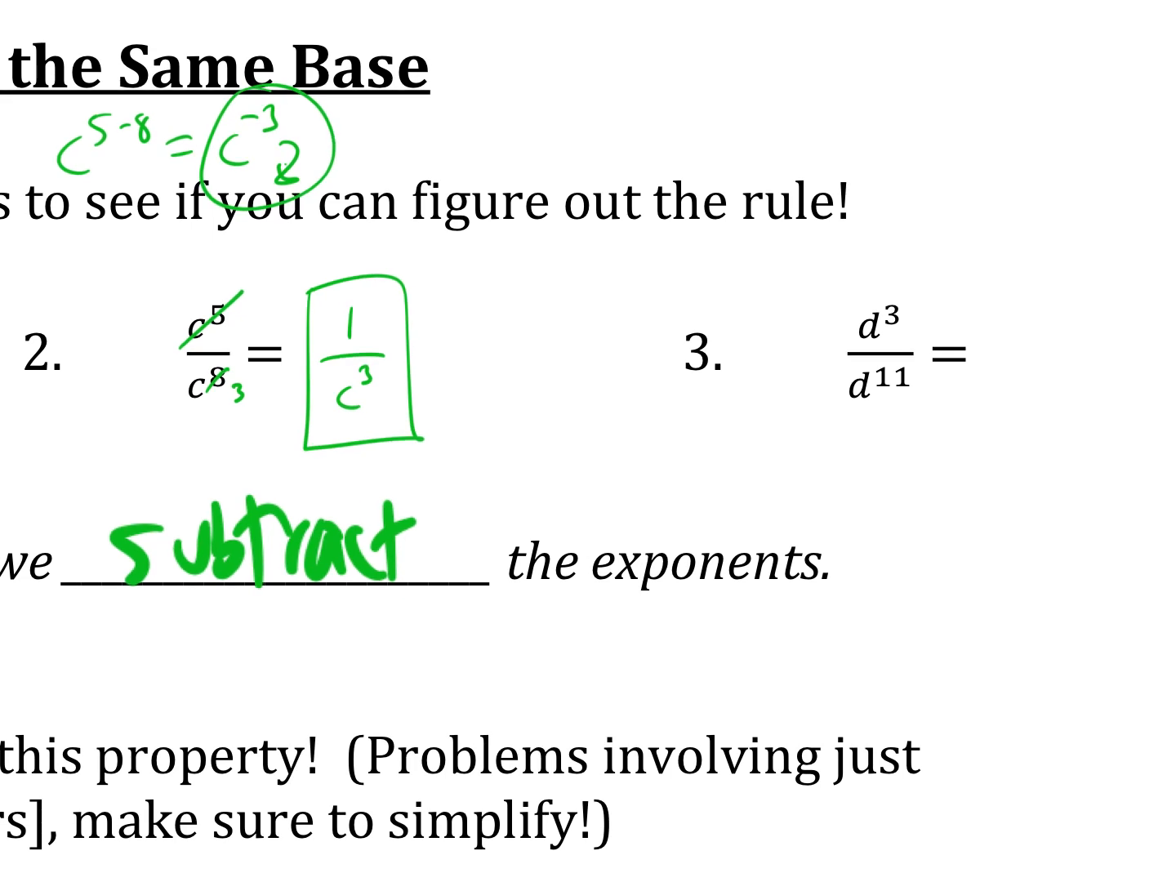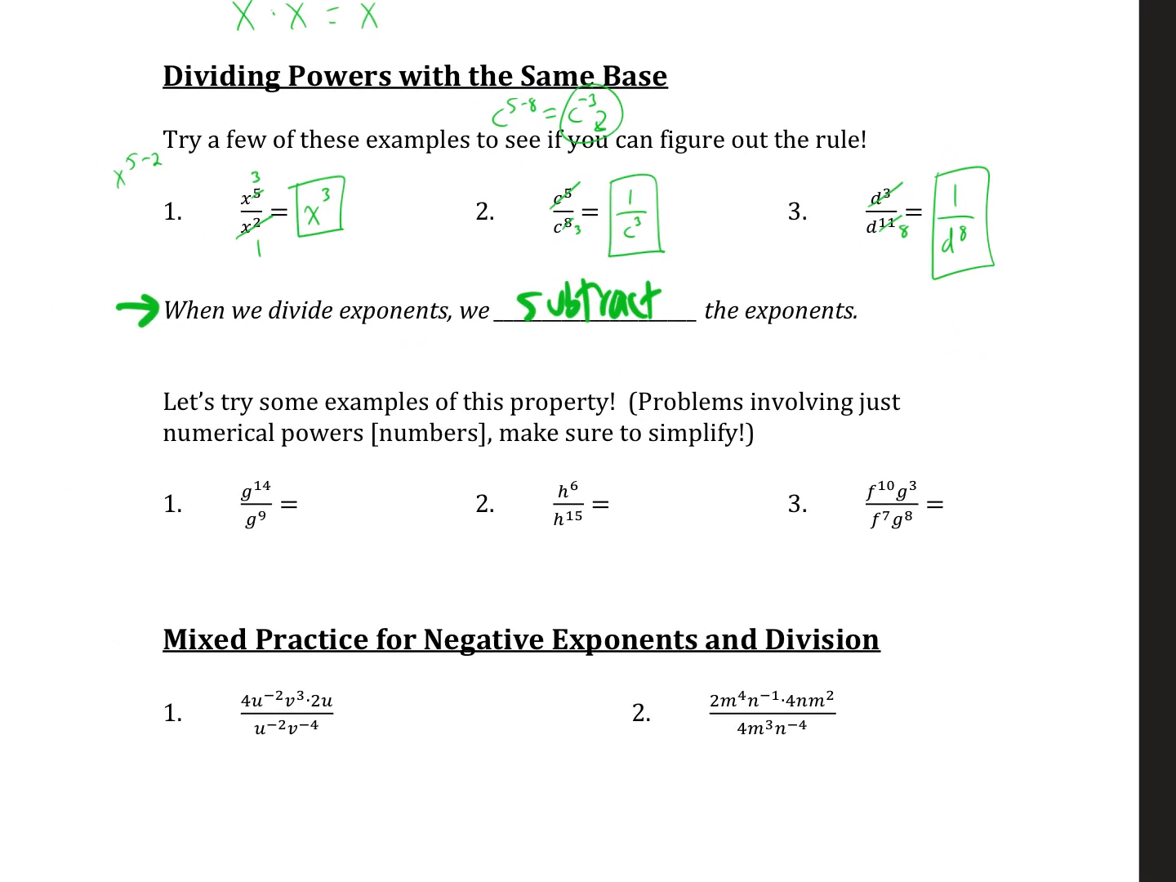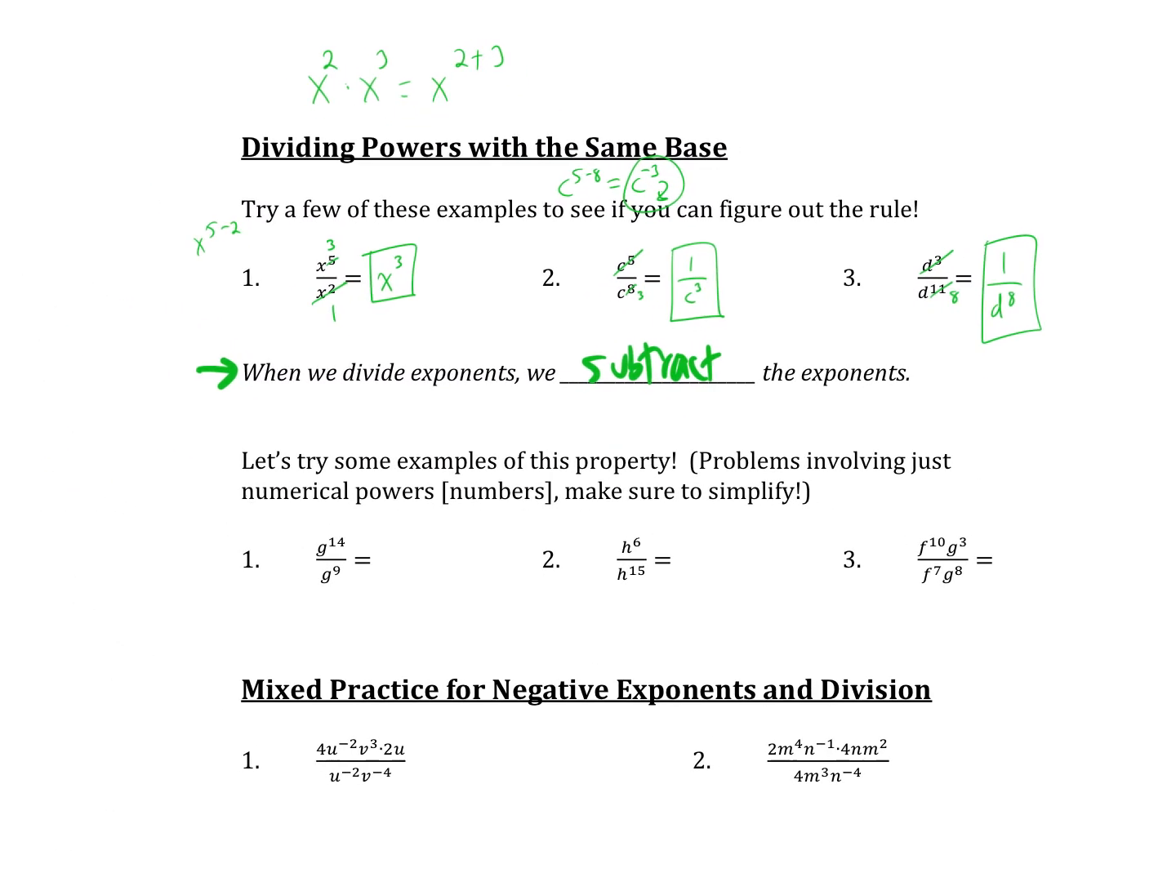Last one, we have d to the third over d to the 11th. They're the same on top and bottom, so we're going to cancel, which one's smaller, 3 or 11? Cancel 3 d's, and if we take away 3 from 11, we get 8. Our answer is going to be 1 over d to the 8. All right, and there we go. Why don't you guys try 1 through 3 down here, just like the ones we just did. Give them a try.